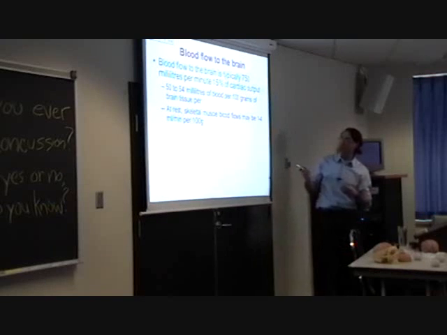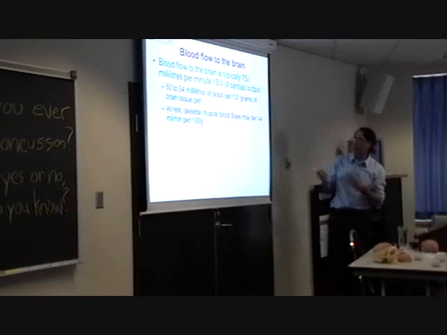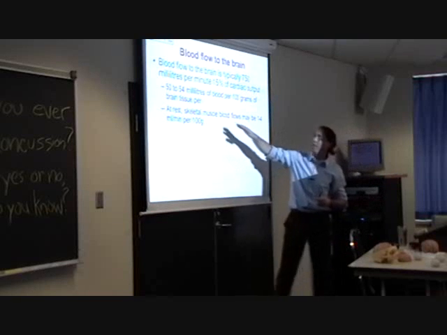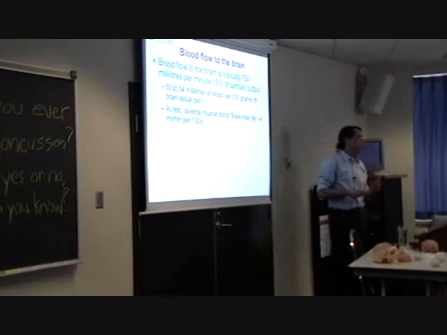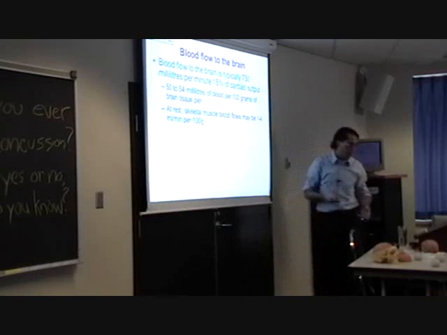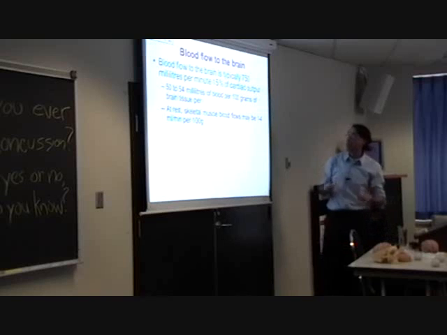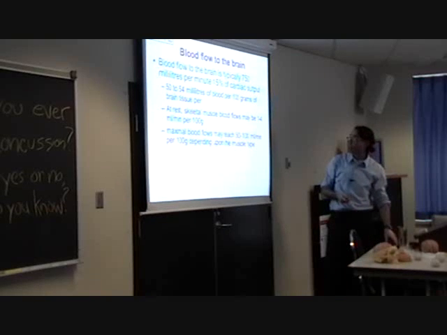And I'm not sure if this is total, all the muscle in the body, or just a particular muscle, but you can see, as a big comparison, 50 milliliters versus 1 to 4 milliliters per 100 grams of muscle tissue. So again, your brain is a hog. It's taking up a lot of blood, a lot of cardiac output.